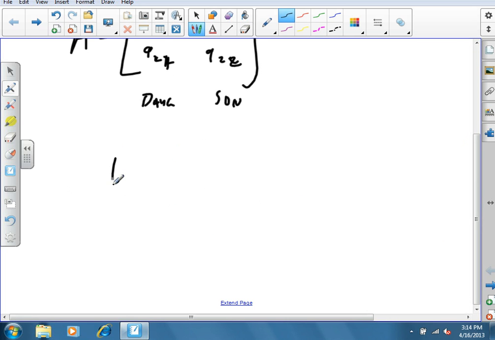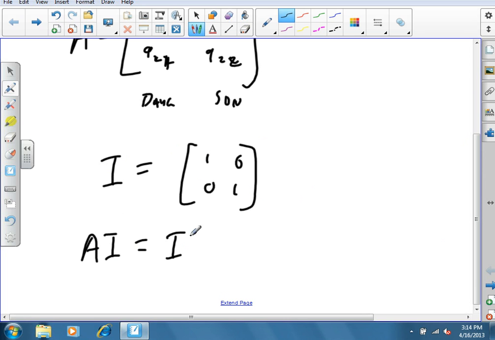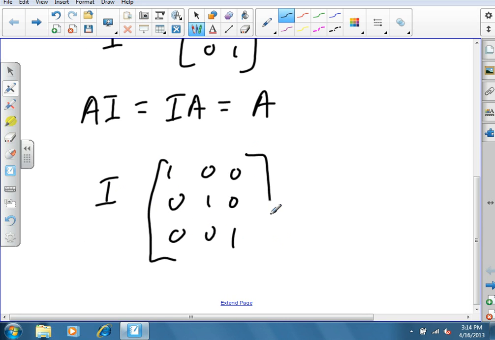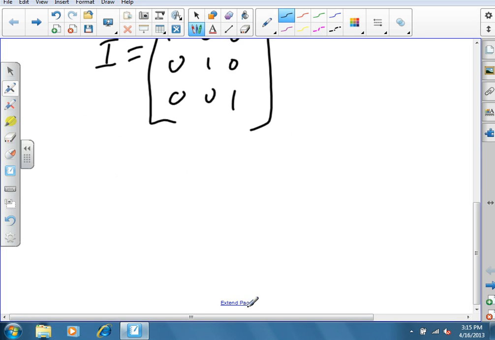Now, I have an identity matrix, 1, 0, 0, 1. If I take A and multiply that by the identity matrix, I get the same thing back. This identity matrix could be a 3 by 3, 1, 0, 0, 0, 1, 0, 0, 0, 1. It could be a 3 by 3, or a 4 by 4, or an 8 by 8, or a 30 by 30. It doesn't matter. If I multiply A times 1, I get the same thing back, whatever it is.